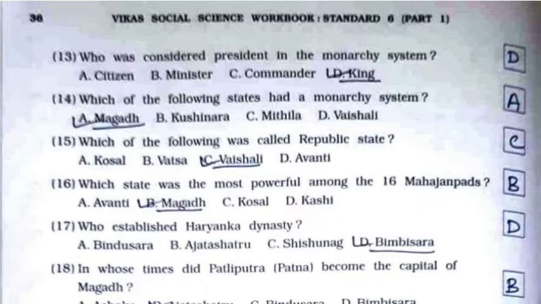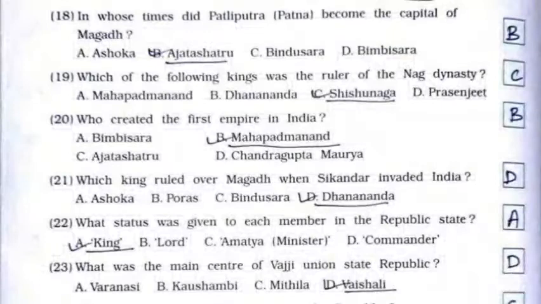16th, which state was the most powerful among the 16 Mahajanpadas? It's option number B, Magad. 17th, who established Haryanka dynasty? It's option number D, Bimbisara. 18th, in whose times did Patliputra, that is Patna, become the capital of Magad? It's option number B, Ajat Shatru.